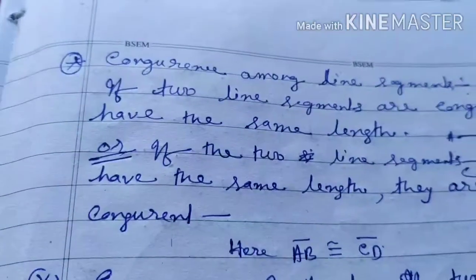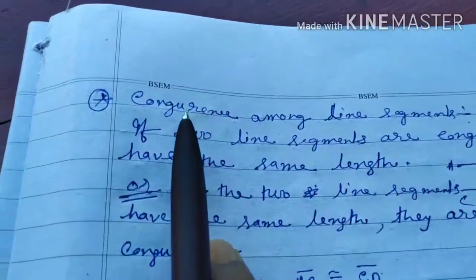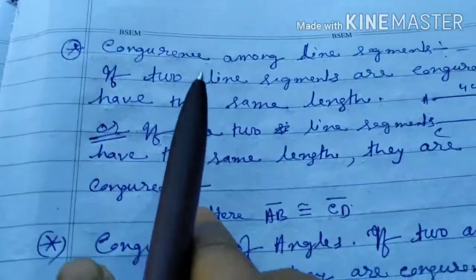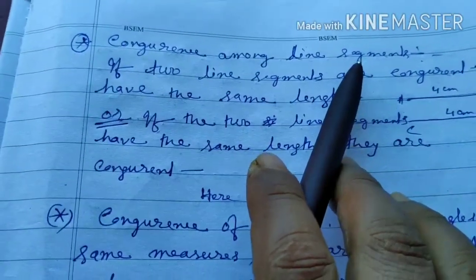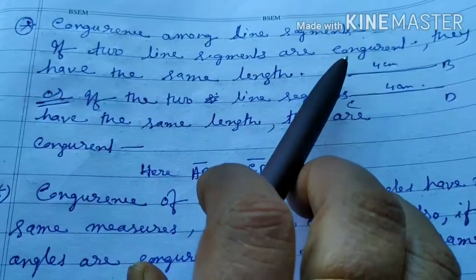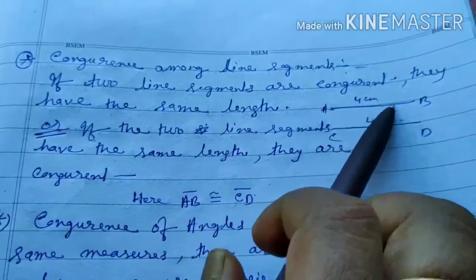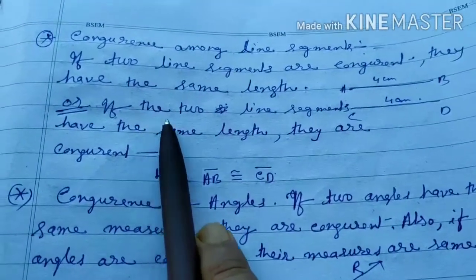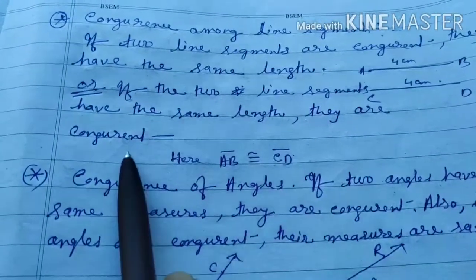Before we start the congruence of triangles, let us give a definition. In your textbook, first the congruence among line segments. If two line segments are congruent, that means they have the same length. For example, AB is 4 centimeters and CD is also 4 centimeters. In other words, if the two line segments have the same length, they are congruent.